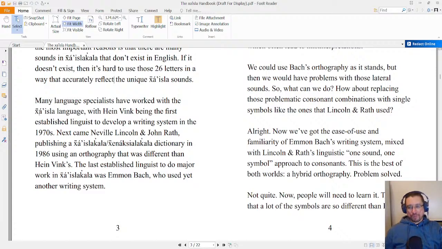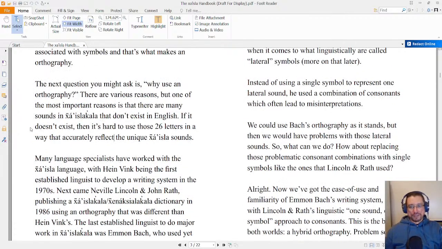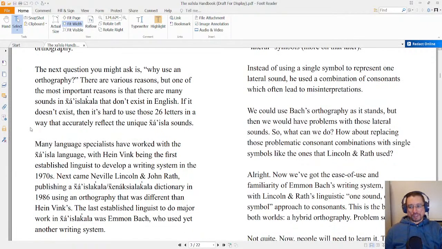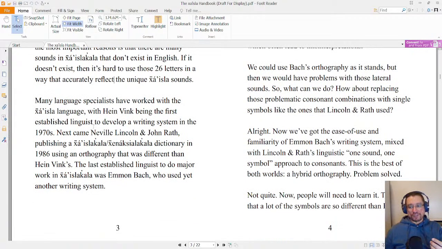So the point that I'm trying to make here is that there are some complex sounds in the xa'isla language that cannot be reproduced with the English alphabet. You have to go outside of the English alphabet because those 26 letters aren't enough to actually represent some of the unique sounds in the xa'isla language. And that's really one of the biggest reasons why I developed the hybrid orthography in the first place, was to accurately reflect the sounds of the language.